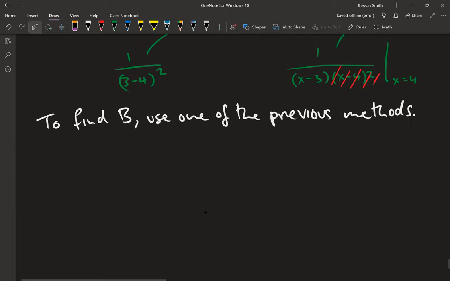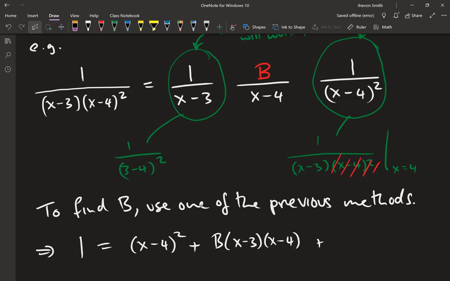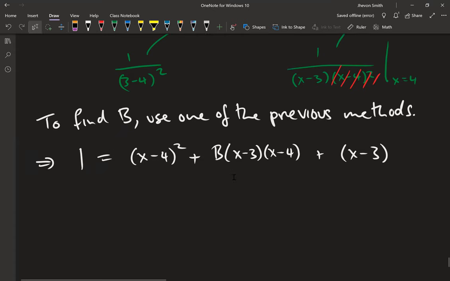So for example, I could do something like multiply across by the denominator on the left. That would leave me here with x minus 4 squared plus b times x minus 3 times x minus 4 plus x minus 3. And then I can just plug in some random number. So plug in x equals 0. Why? Just because. And yes, I know how to spell because.